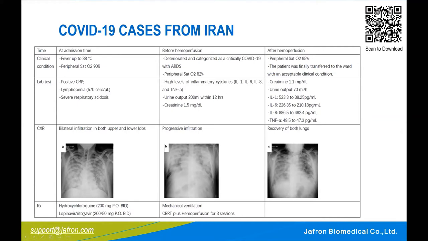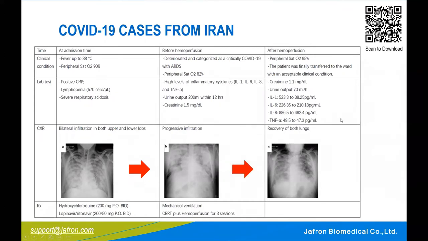He took medications to fight COVID-19, but the patient's situation worsened. So the doctor decided to conduct hemoperfusion combined with CRT, because the patient already had renal function damage, and the urine output was just 200 milliliters within 12 hours. The cytokine level was very high and the oxygen situation was much worse. We can see the progress in the CXR of this patient, who needed mechanical ventilation.